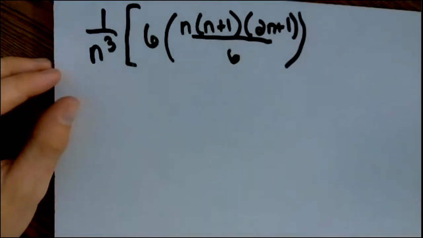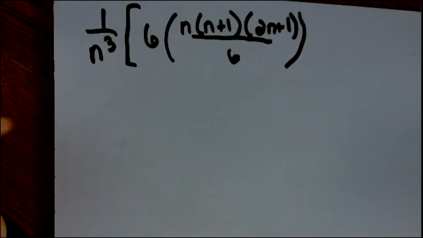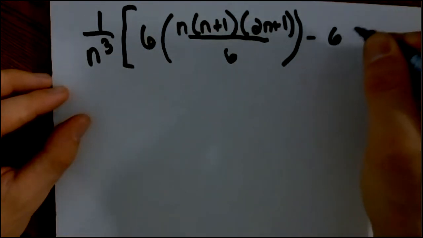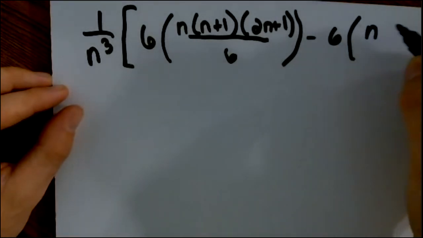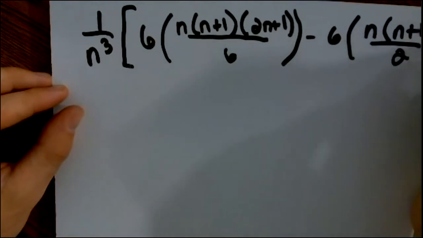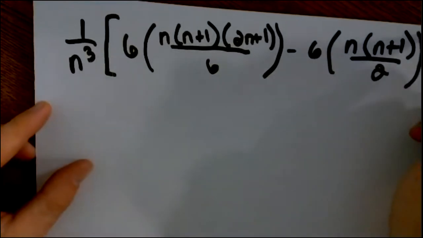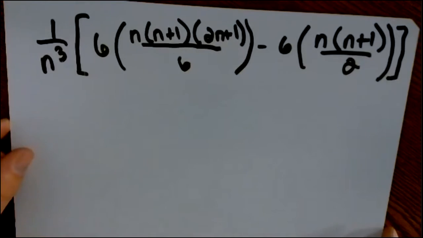So that's that first piece. That's 6 times the sum from k equals 1 to n of k squared. That's what this becomes. I'm going to subtract off 6 times my k formula, which will be n times n plus 1 over 2. Right? So I get something that looks like this, and I'll finish it off with my bracket for that 1 over n to the third.